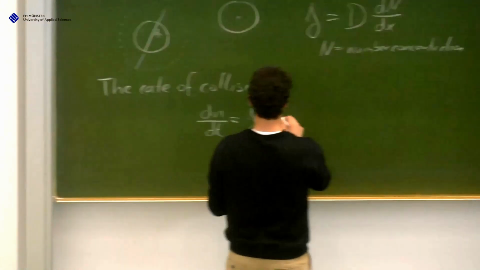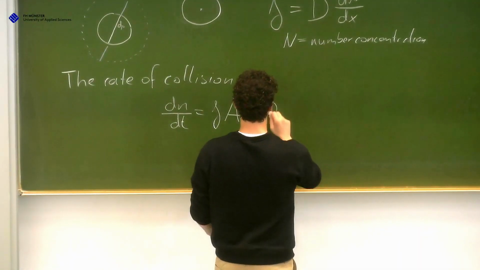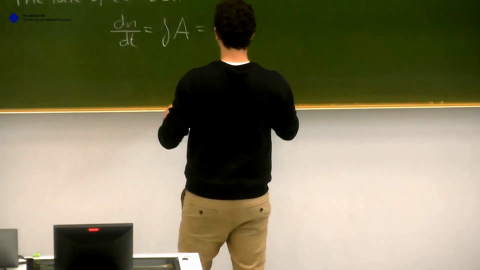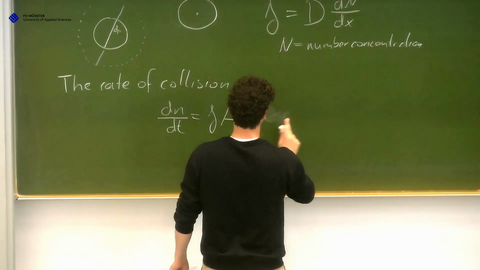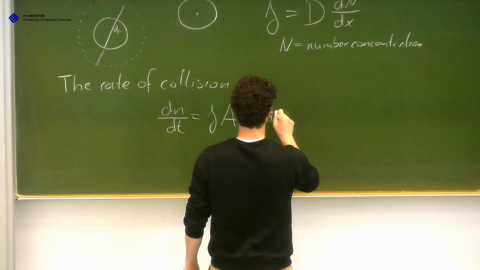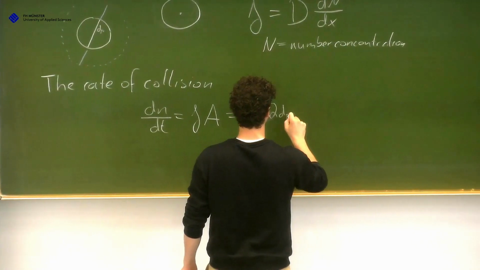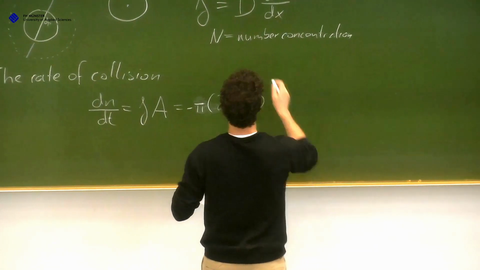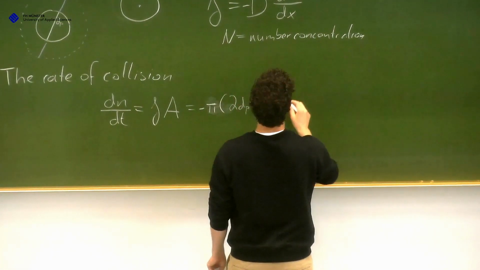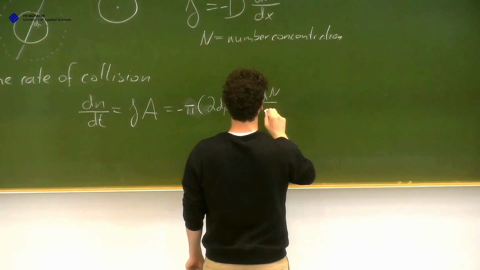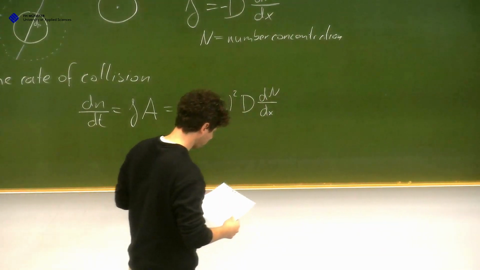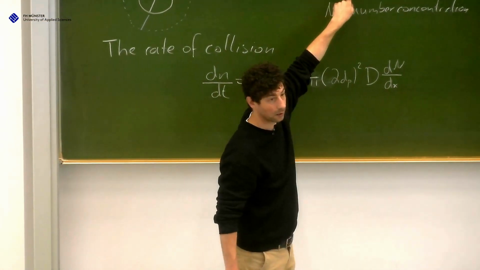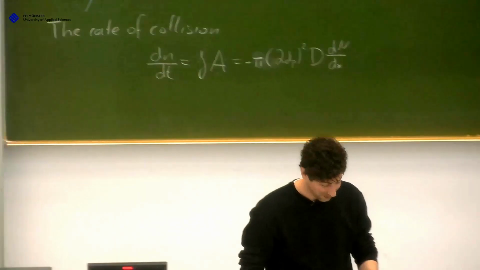And this is then 2, I want to have it like here. Minus pi 2 dp square, that's the area, and then it's the, that's what I'm missing, dn dx. So this is just the area, and here is the flux and the minus. I'm sorry, I forgot, but you know it probably from Fick's law.